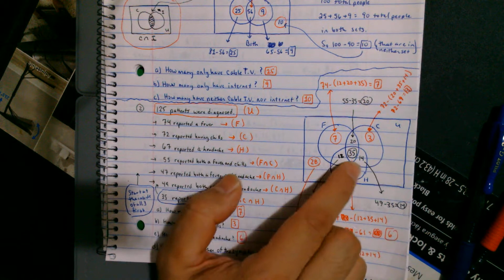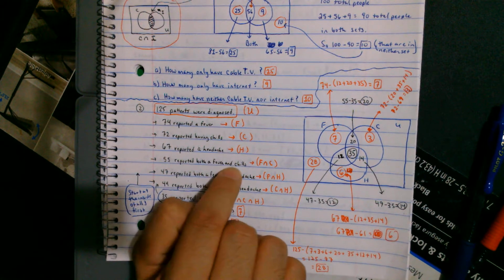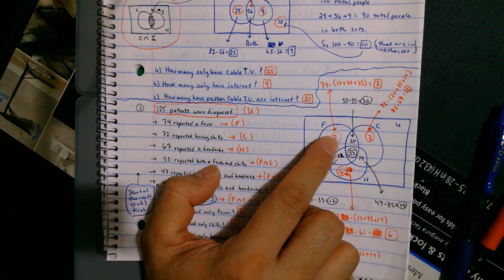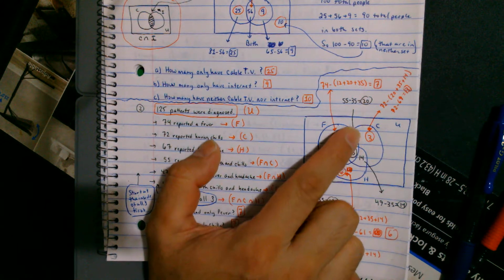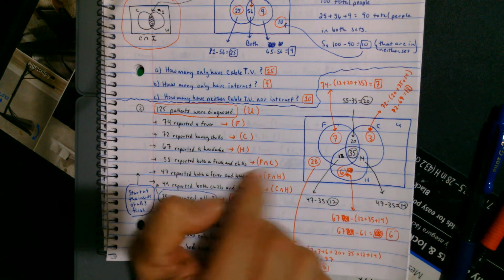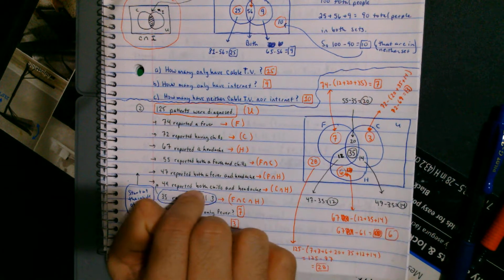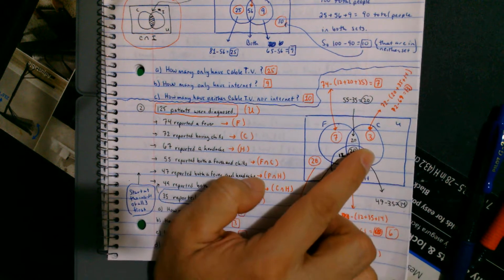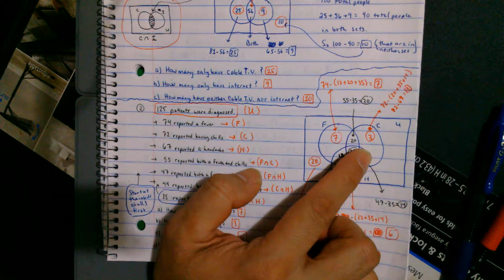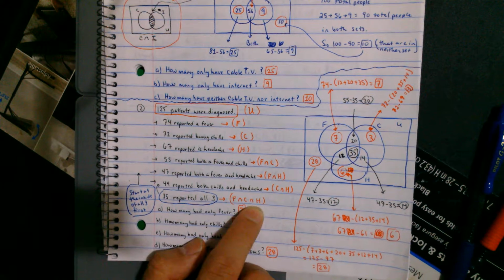67 reported a headache, this entire circle. 55 reported both a fever and chills. So 55 is the intersection of F and C right here. 47 reported a fever and a headache. It's where the F set intersects the H set. And then 49 people reported chills and a headache, this part. 35 reported all three. This is the intersection of all three sets.